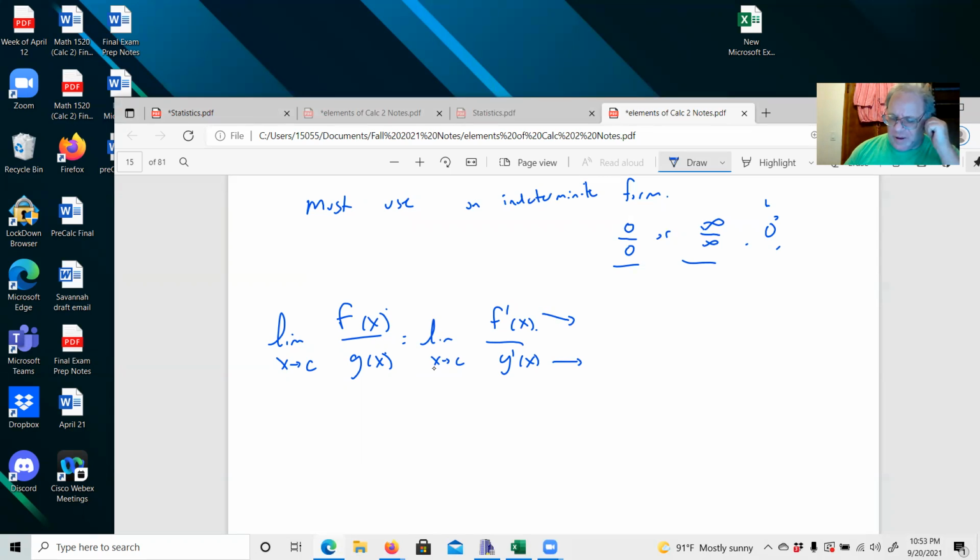The other thing you have to realize is that L'Hopital's rule might repeat. If you did it once and your answer looked like 0 over 0 or infinity over infinity, you have to apply it again, then recheck it, and apply it again, and recheck it, until you get an answer. So that's the pluses and the minuses of L'Hopital's.